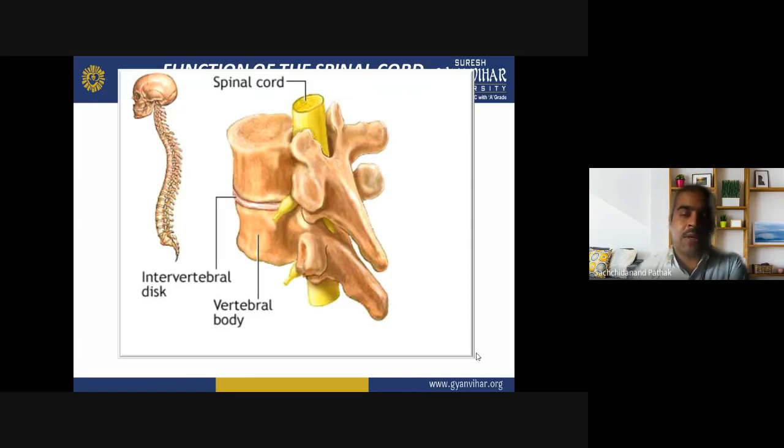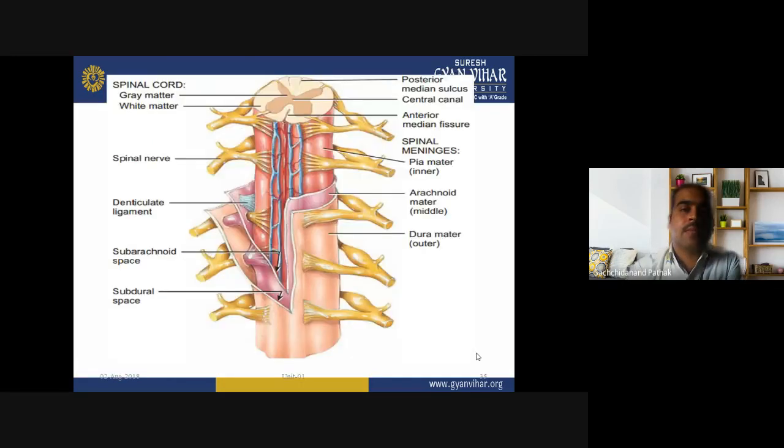Intervertebral disc, vertebral bodies have, and in between them there is a spinal cord. In the spinal cord, there is gray matter and white matter. Spinal nerve is emerging from the spinal cord. Denticulate ligament will be there. Subarachnoid space is there. Subdural space is there. And on the posterior side, you can see central canal, anterior median fissure, spinal meninges will be there: pia mater, arachnoid mater, and the dura mater.